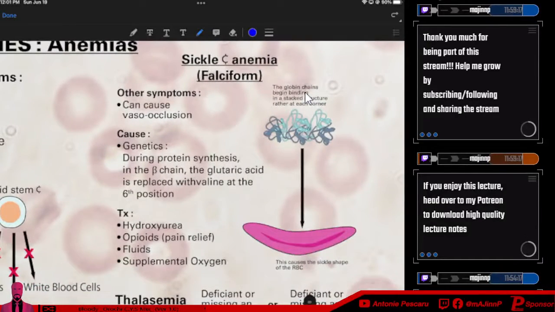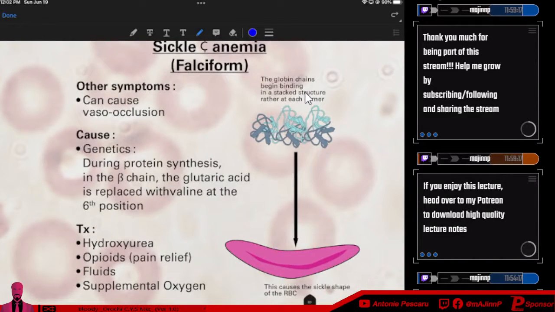Now, there's also sickle cell anemia, otherwise known as falciform anemia. Other symptoms can include vasoocclusion, because of this specific shape. This is more of a genetic cause. It's a genetic mutation that causes, if I'm not mistaken, valine at the 6th position of the beta chain. Yeah, the beta chain. The glutamic acid is replaced with valine at the 6th position. There we go. It was right in front of me. And what it causes is this shape.